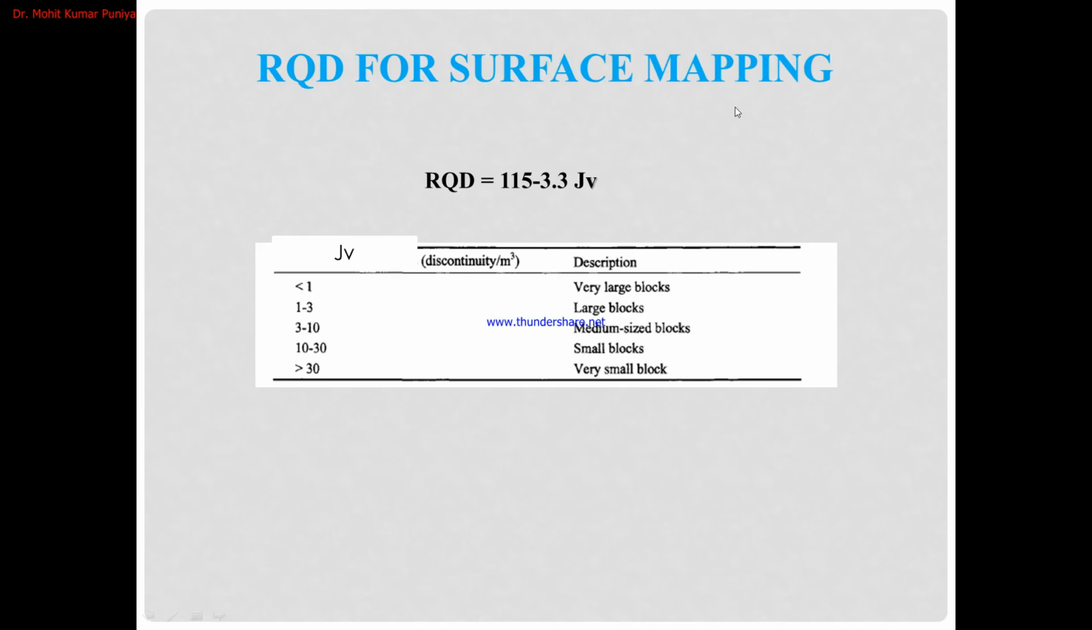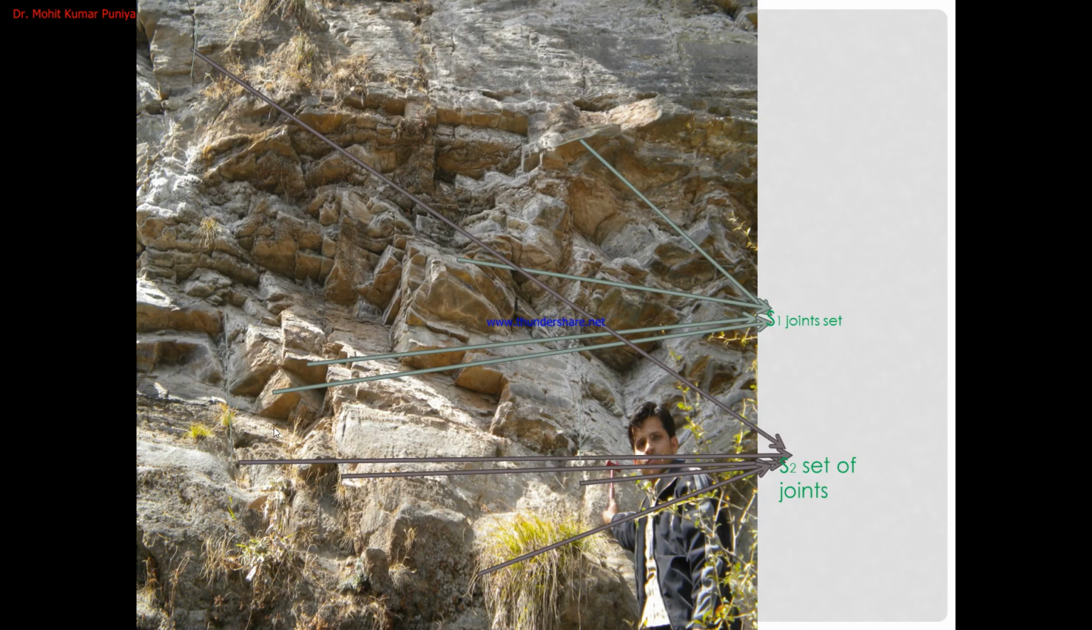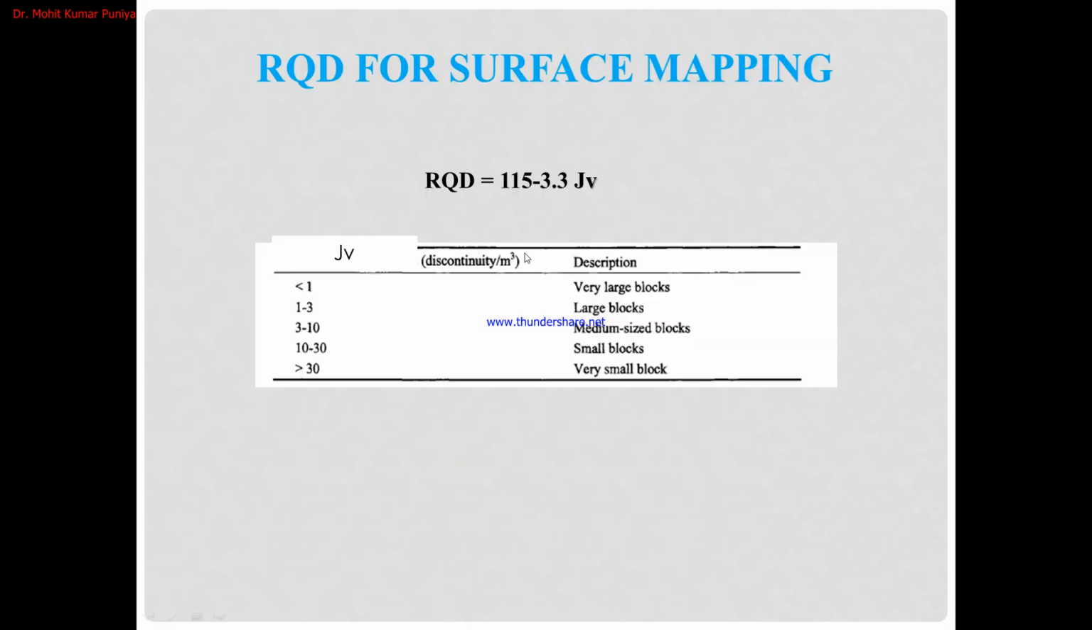So we have a secondary method, and it is used to calculate the RQD during surface mapping. Here the formula is RQD equals 115 minus 3.3 into Jv. Jv is the number of joints per unit volume. Here we have an exposure. In the exposure, if we mark 1 meter cube area, and calculate the number of joints in it, that is known as Jv.